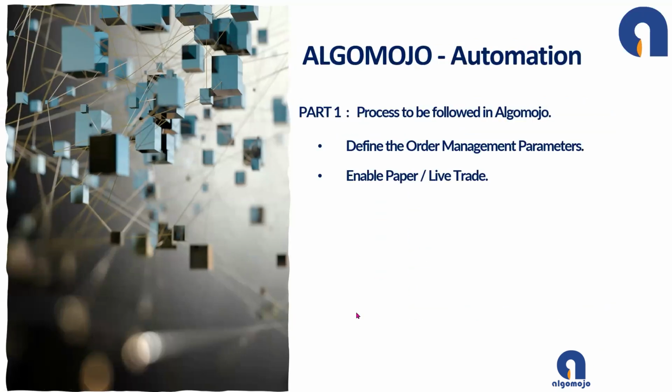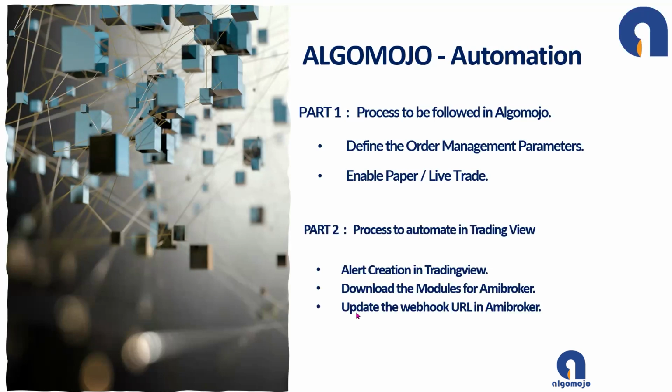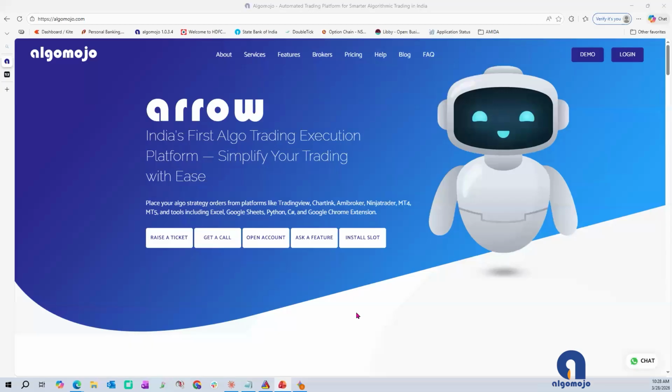Now, when it comes to automation, it normally happens in two steps. First step is what we need to do in the Algomojo platform, and second is how do we configure it in your charting tool? In today's demo, we will look at some examples in TradingView and see how we do the entire automation process. Before going further, let's look at the platform as such.